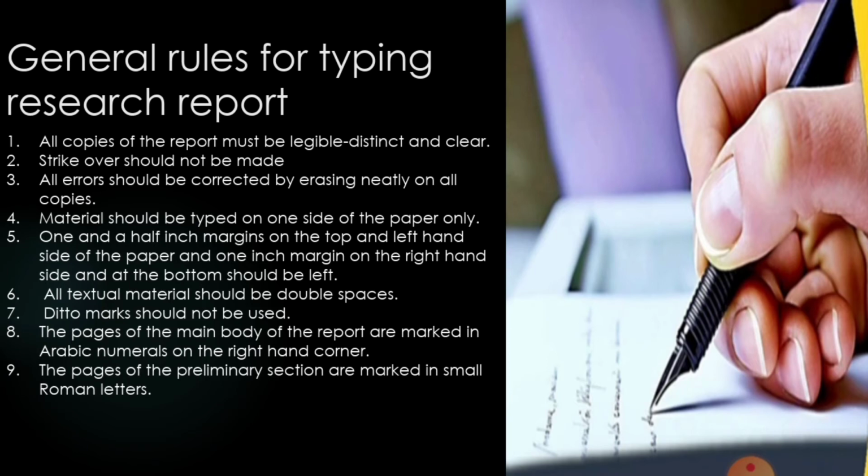General rules for typing a research report. All copies of the report must be legible, distinct, and clear. Strike overs should not be made. All errors should be corrected by erasing neatly on all copies. Material should be typed on one side of the paper only. 1.5 inch margins on the top and left hand side of the paper, and 1 inch margin on the right hand side and at the bottom should be left. All textual material should be double spaced.